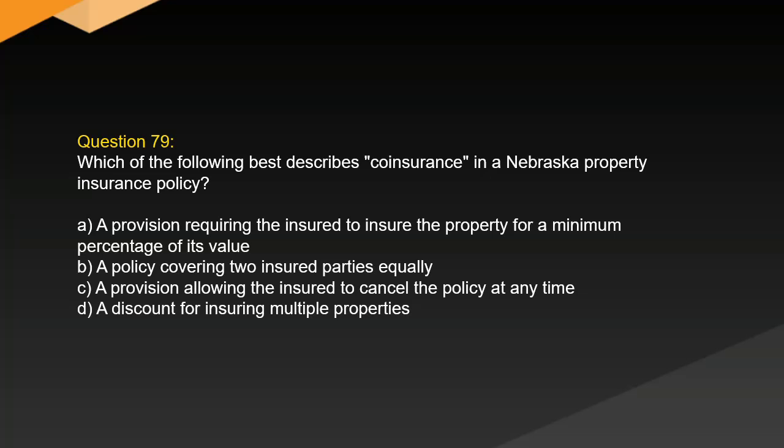Question 79. Which of the following best describes coinsurance in a Nebraska property insurance policy? A. A provision requiring the insured to insure the property for a minimum percentage of its value. B. A policy covering two insured parties equally. C. A provision allowing the insured to cancel the policy at any time. D. A discount for insuring multiple properties.